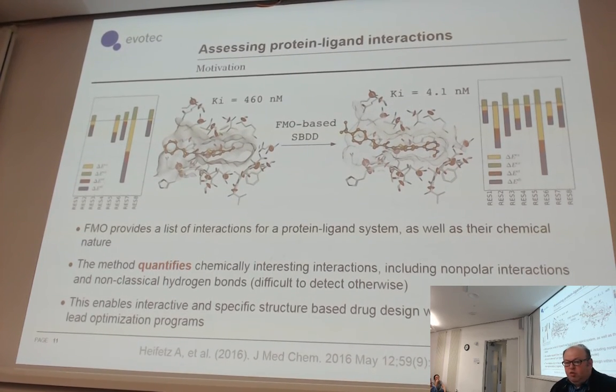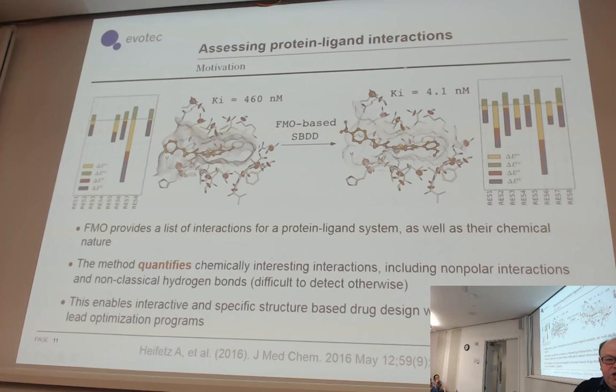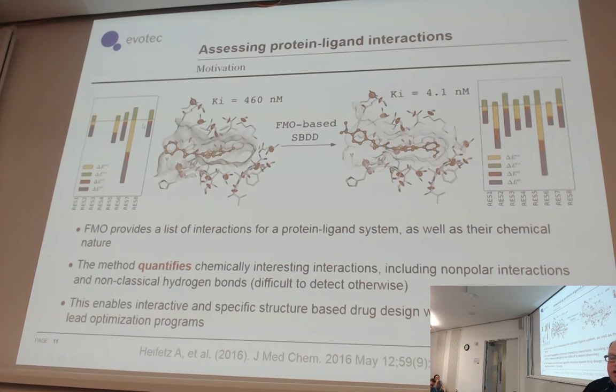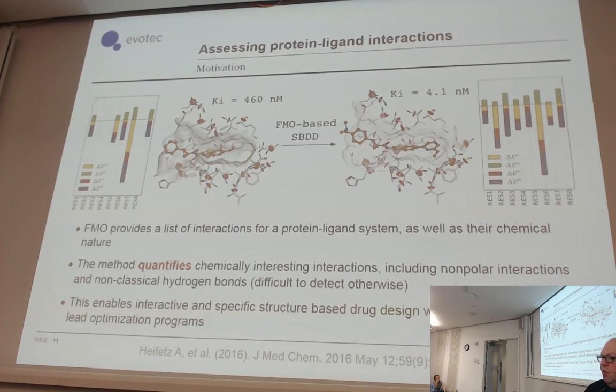So we started with the HTS hit compound that was a 460 nanomolar compound. When we perform FMO, you can see there are residues in the binding site, but there is no interaction with them. So obviously this is an example of how you can use FMO in a prospective way in the design of compounds. You see what interactions you have, how strong those interactions are.